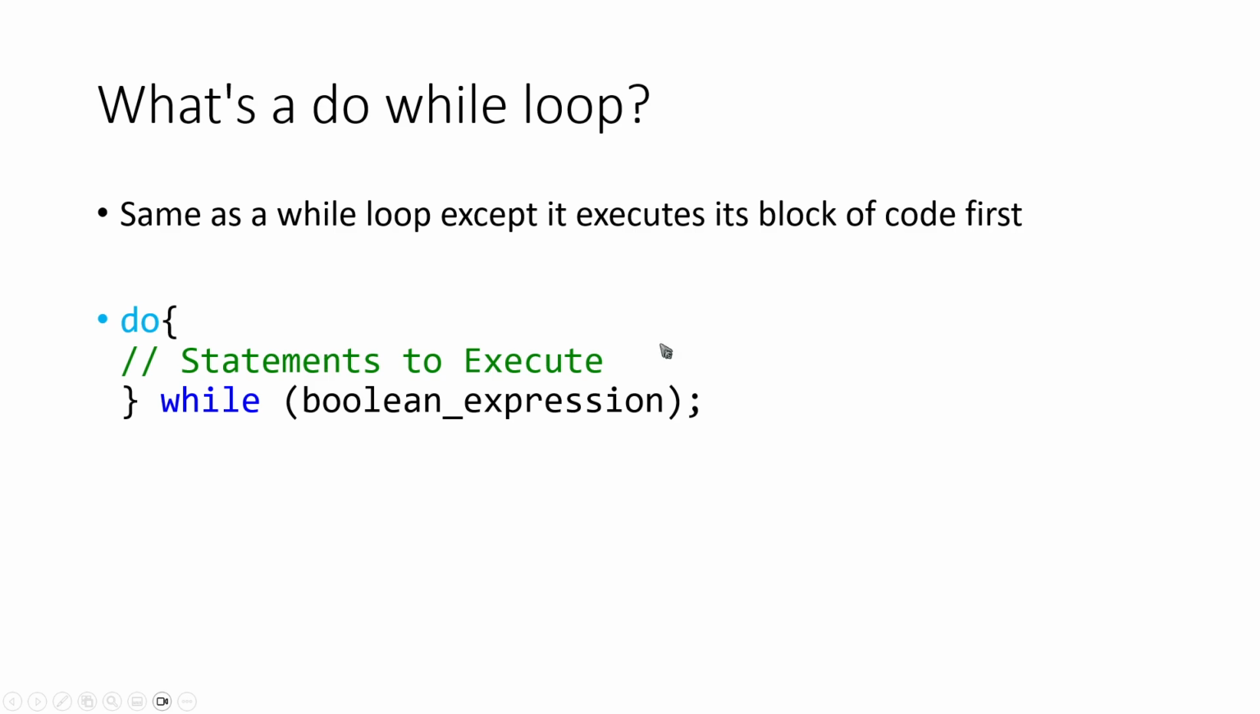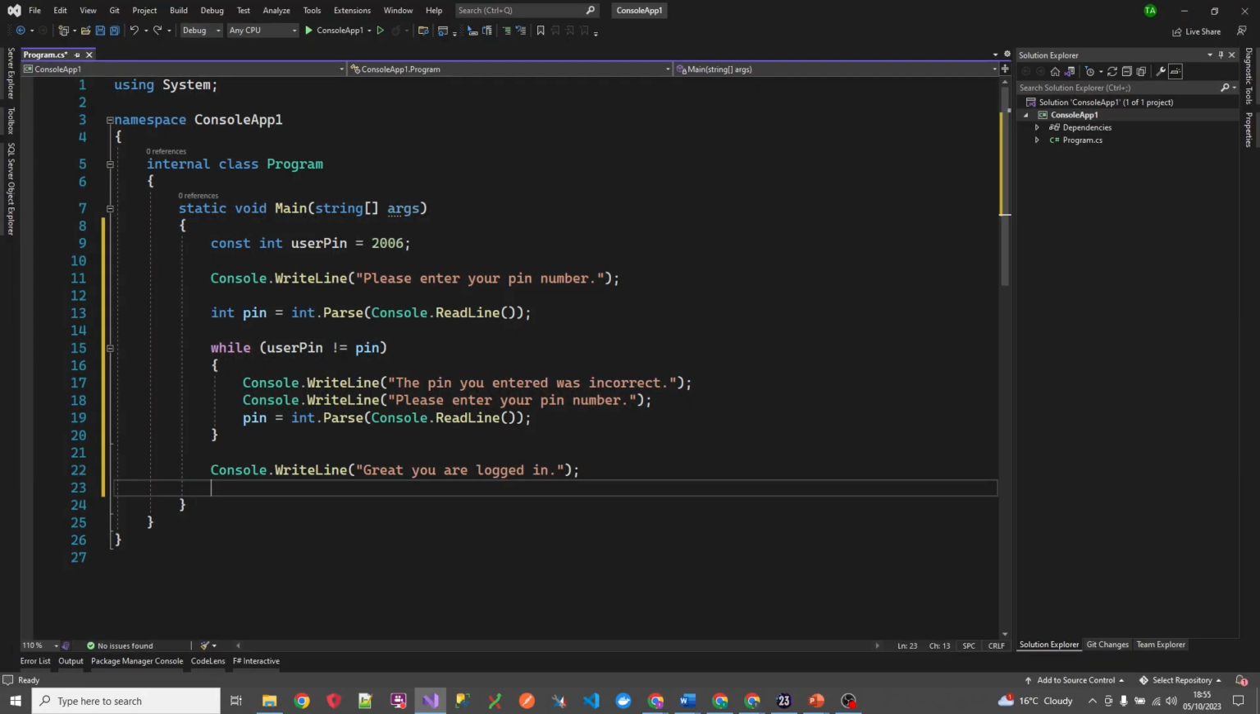So let's head back over to Visual Studio, where in the last video we made an app that verifies a user has entered their PIN correctly. It was like a banking app that our manager asked us to create. If you missed that video where we showed you how to do this and how to use while loops, please go check it out. The link will be in the description below.